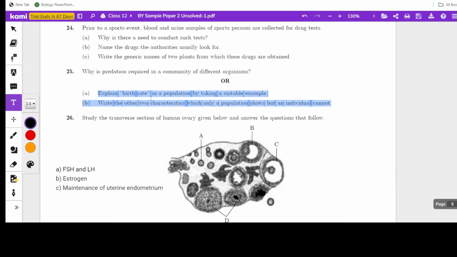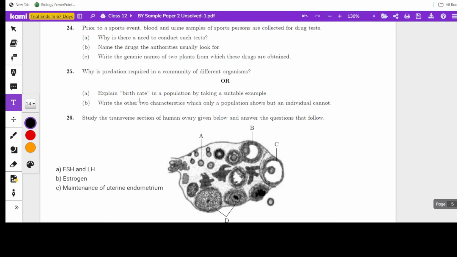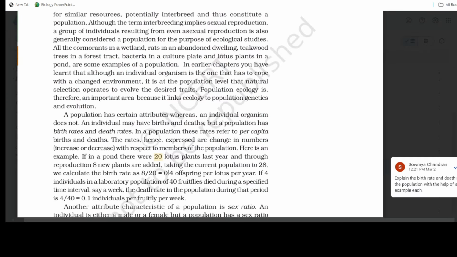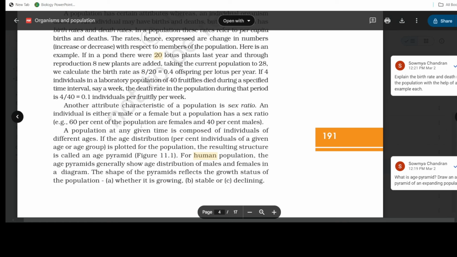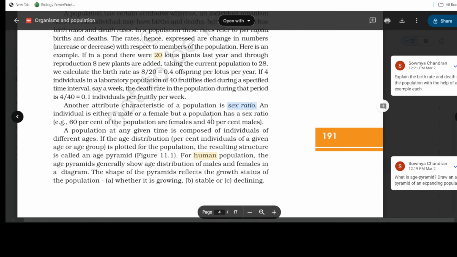The second question is, write the other two characteristics which only a population shows but an individual cannot. A population has certain attributes whereas an individual organism does not. So write the other two characteristics. Birth rate is one of the characteristics. The other characteristic is death rate. Another attribute of a population is sex ratio. An individual is either male or female, but a population has a sex ratio.